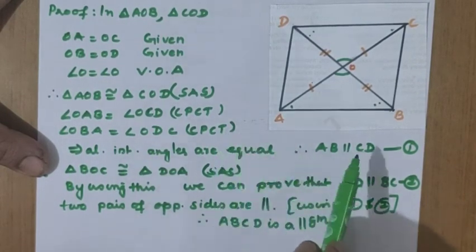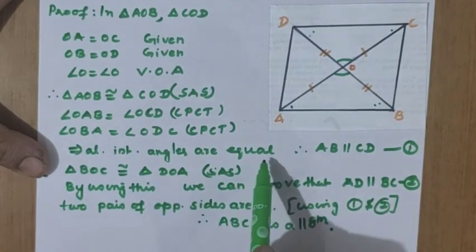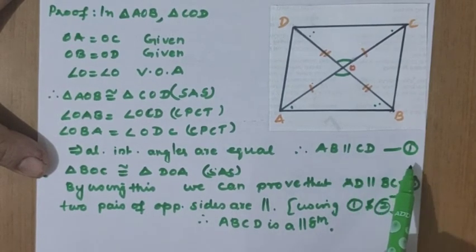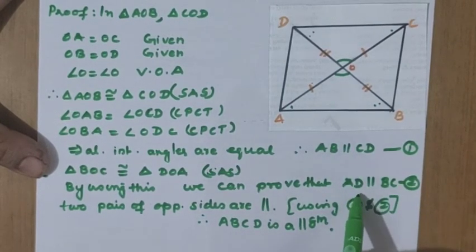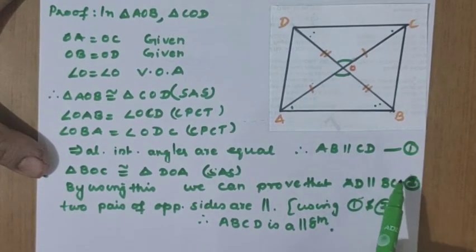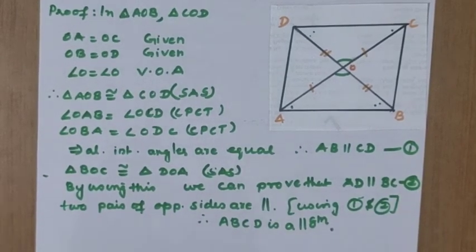So by CPCT these two angles are equal. If you check the diagram, these two pairs of angles are alternate interior angles. So the given lines are parallel: AB is parallel to CD. Similarly, we can prove the other pair of sides, that is AD parallel to BC. Now we have two pairs of opposite sides parallel. So what is the conclusion? ABCD is a parallelogram.